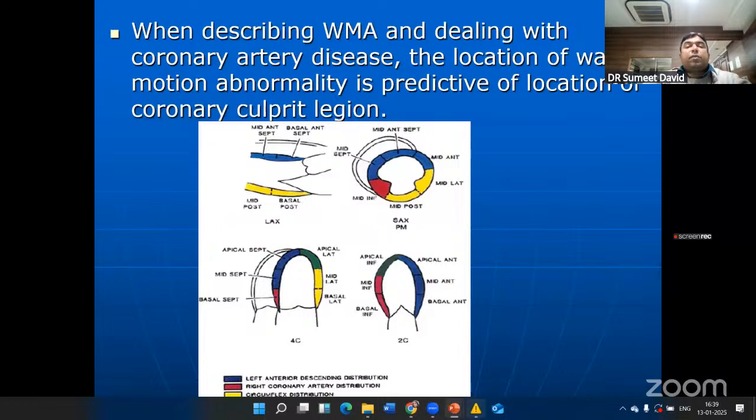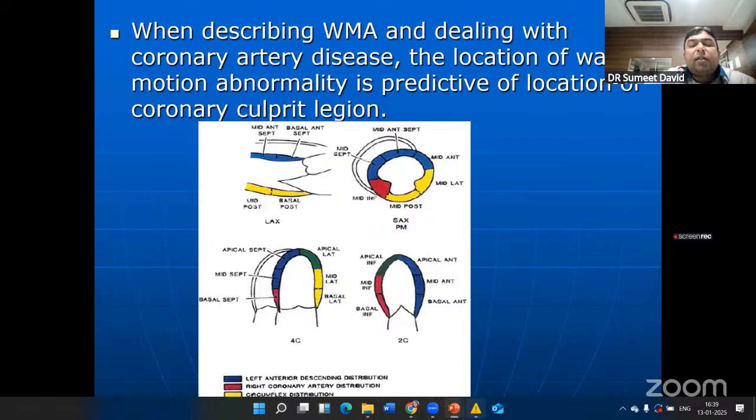So for the coronary culprit, if the left anterior descending artery is involved, it will affect the anterior area and the septal area, the blue area, which is the mid-anterior septal and mid-septal, right? The pink area is the basal septal and basal inferior. That is the right coronary artery. The yellow area is the circumflex. That is the lateral part: the mid-lateral, the mid-posterior, basal posterior, and basal lateral. So this is supplied by the left circumflex.